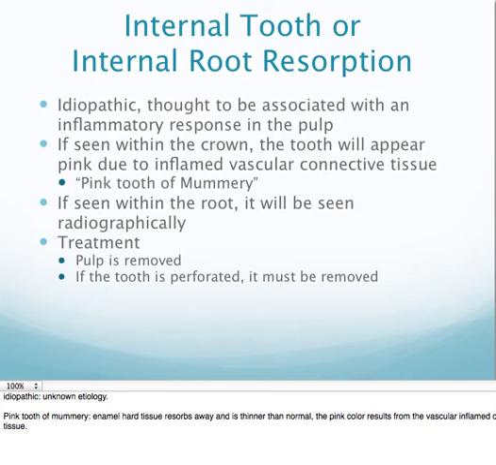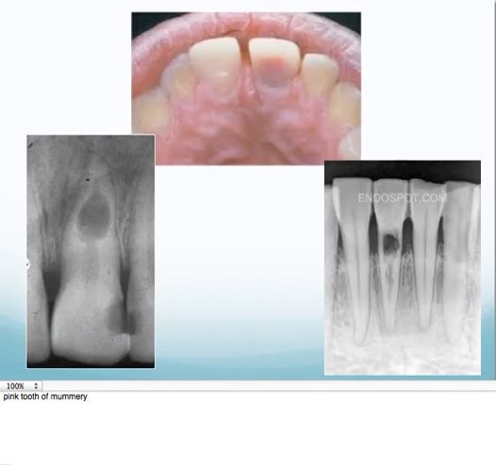Now, if you have internal tooth resorption within the root, it can be seen on a radiograph, and it's different than pink tooth of mummery. So how do you treat internal resorption? You have to remove the pulp. And if the tooth is perforated, it must be extracted. Here's an example. You can see in these great black and white pictures, it's a root internal resorption. The inside of the tooth is resorbing away. And then the top picture is the internal resorption of the crown, which is the pink tooth of mummery.